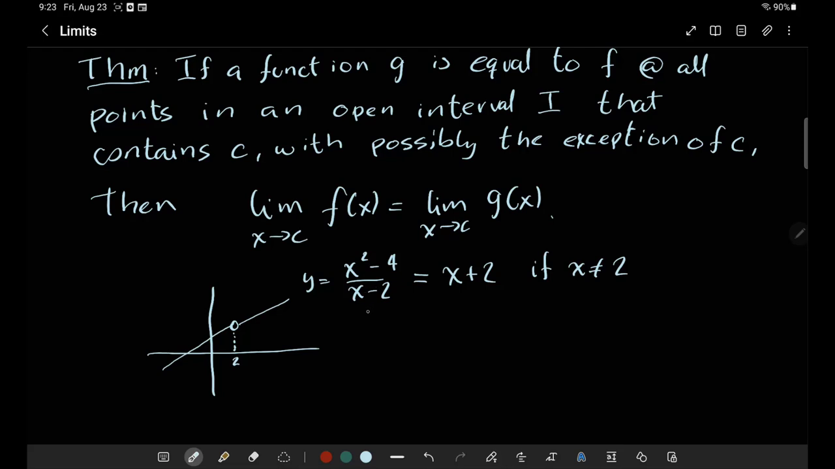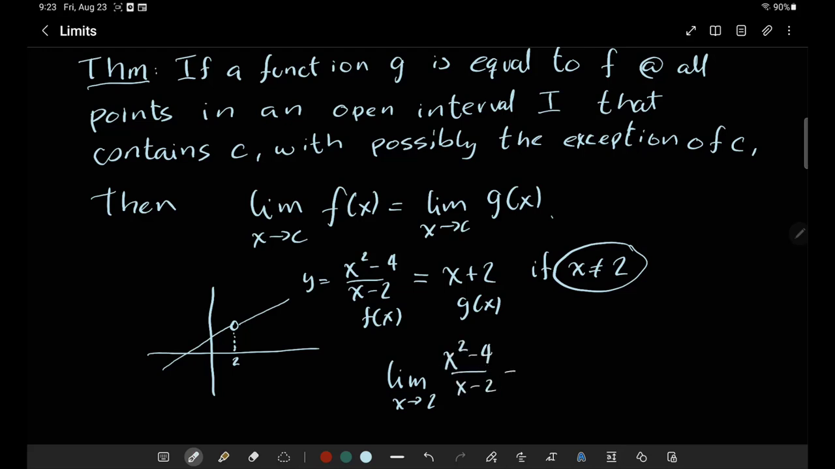So these two functions, you could call this one f of x, and you could call this g of x. They're equal at all points with the exception of just one value, x equals 2. That's going to be our c. Then what the theorem tells us is that the limit as x goes to 2 of this function x squared minus 4 over x minus 2 is equal to the limit as x goes to 2 of x plus 2.